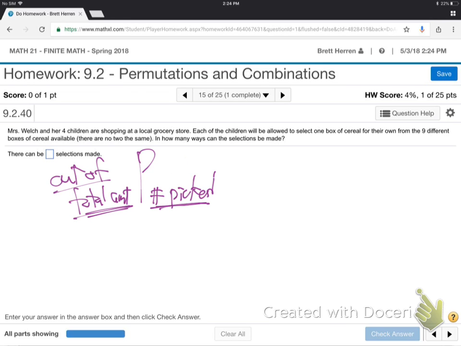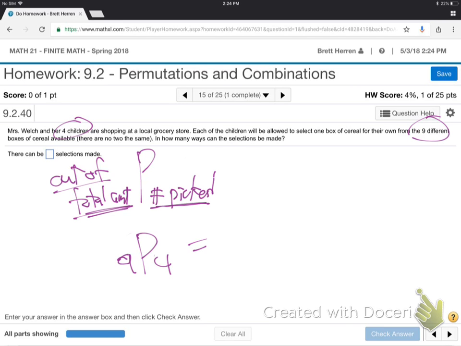Out of how many boxes are the kids going to pick? How many total options? 9. Out of 9 boxes, pick. How many are being picked? 4. Out of 9, pick 4. That's what we're basically saying. Out of the 9 boxes of cereal, we're going to pick 4. So 9P4. You can do that on your calculator.